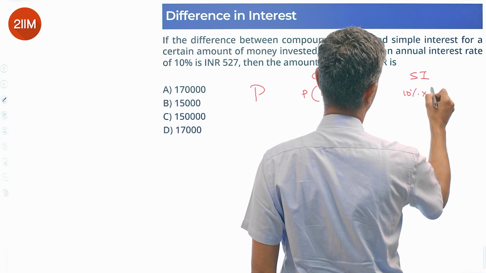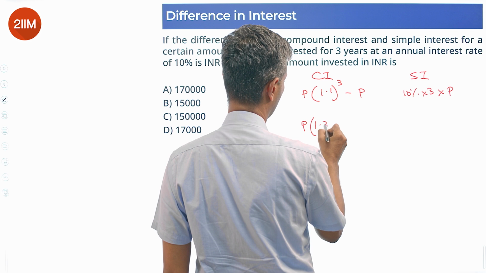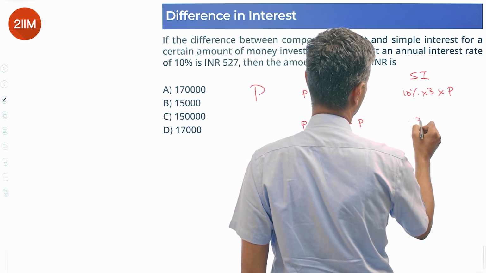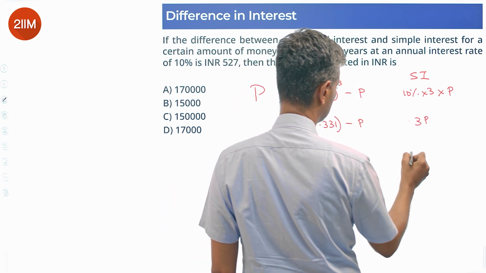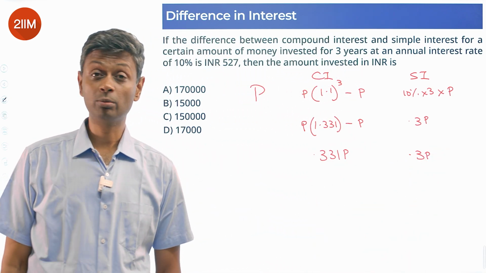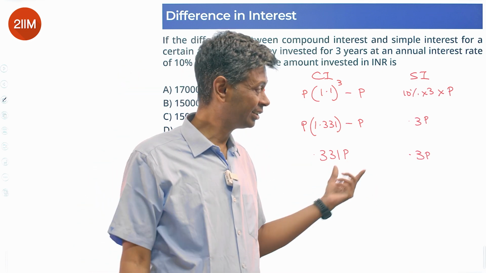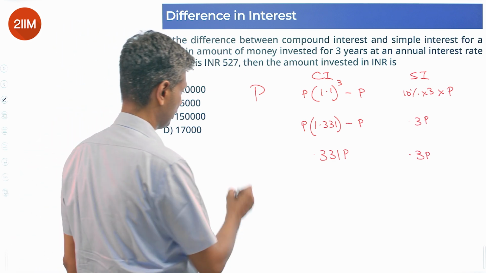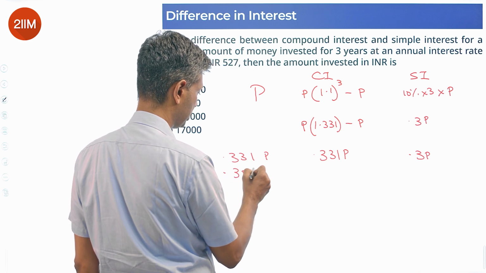10% into 3 into P. So this is P into 1.331 minus P. This is 0.331P. This is 0.3P. Which is nice if you think about it, because we know already that compound interest should be more than simple interest. This is higher than that. The difference is 0.331P minus 0.3P.